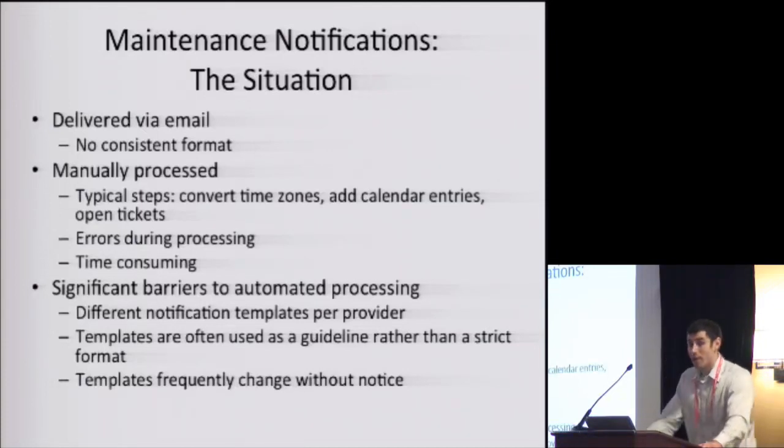Yeah. But what are some of the steps that we often take when we get these notifications? We often convert the time zone to something that makes sense for us. It may not be in the time zone that we like to think of from the perspective of the vendor. We might add calendar entries to some central calendar so we can see across all the different services from different vendors what the different maintenances are that are going on. We might open tickets in some internal system, either to track the maintenance or to track our response to it. And when we do all these things manually, we encounter the possibility for error.